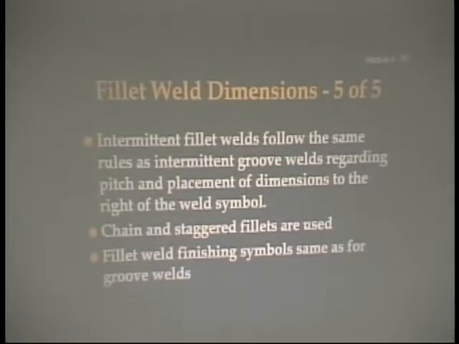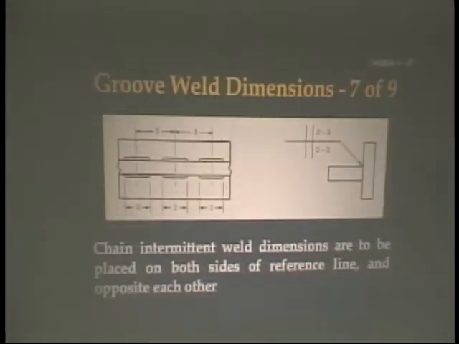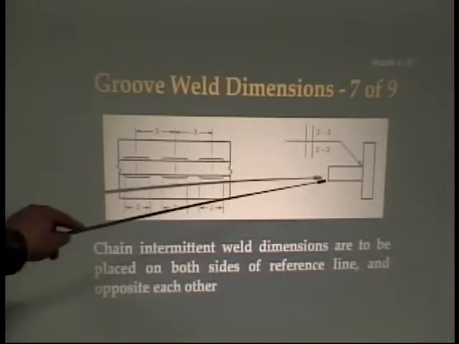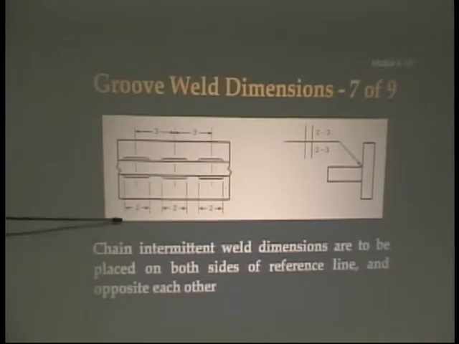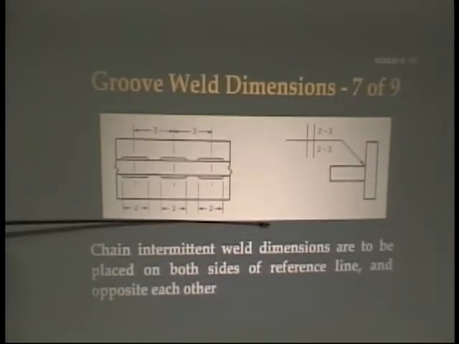And then fillet weld finishing symbols are the same as for groove welds. But here we have a T-joint, and these are chain intermittent fillet welds. So we have one here, here, here, and the pitch, the distance from center to center, is 3 inches. Now, I don't know if you have this in your textbook or not. And then on this side, you can see that we have 2 inches. The welds are 2 inches long, but they're 3 inches from center to center. So that means there's 1 inch between each one.